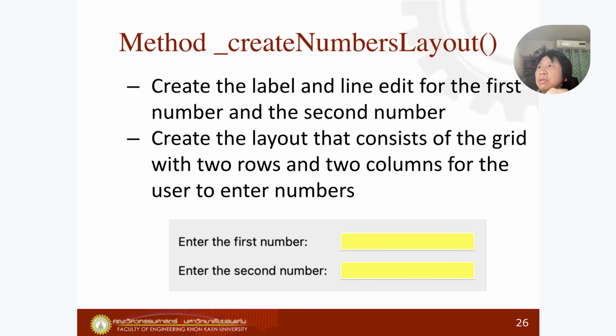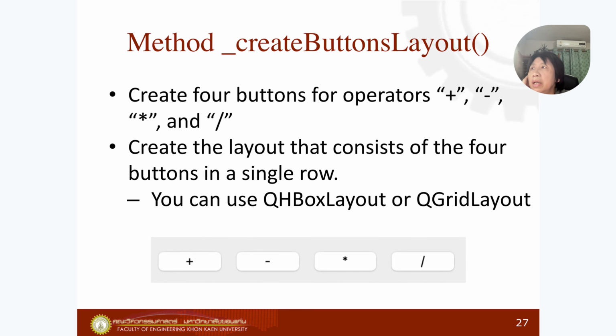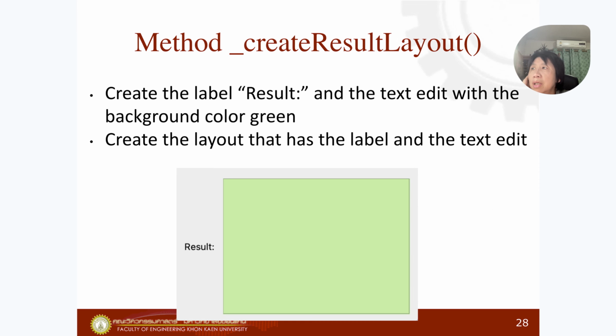And if you want to create the label and line edit for the first number and the second number, we can create the layout that consists of the grid with two rows and two columns for the user to enter numbers. And here we can create 4 buttons for operators. Here we can use QHBoxLayout or QGridLayout to add the operators. And for the result, you can use the label result and text edit, because text edit can contain multiple lines of text.